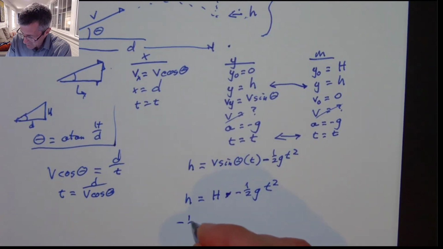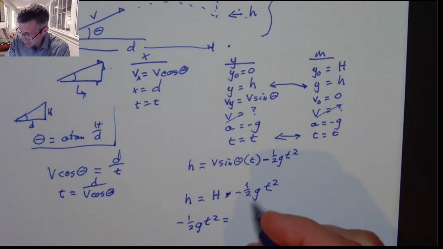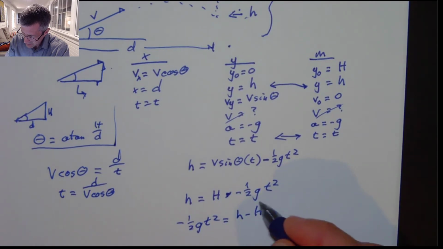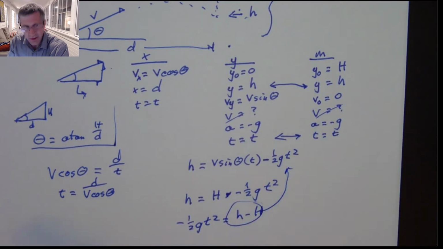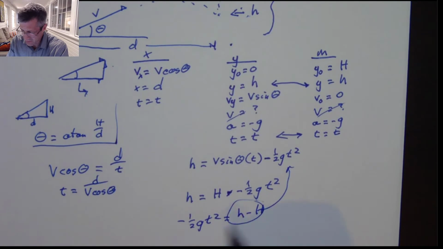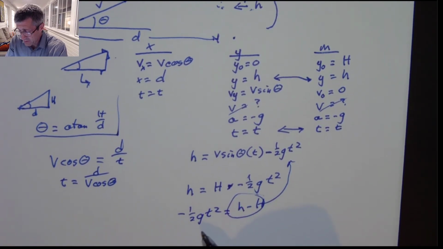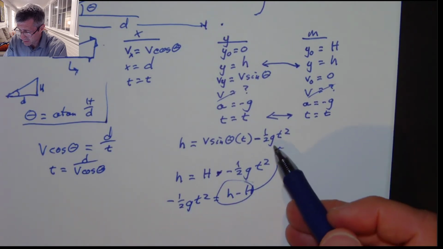So I could say, well, negative 1/2 gt squared is equal to what? I'm just going to move this over here, so it's h minus capital H. And I'm going to take this and place it into here. Right, so I'm just trying some things and hoping it's going to work out. So I'm going to plug in here and then try to simplify.